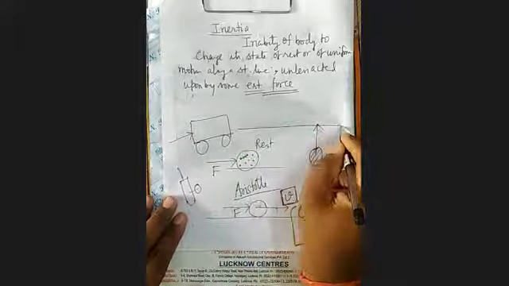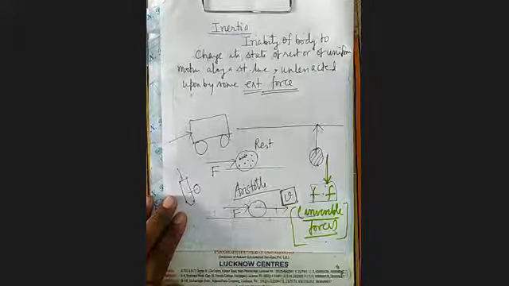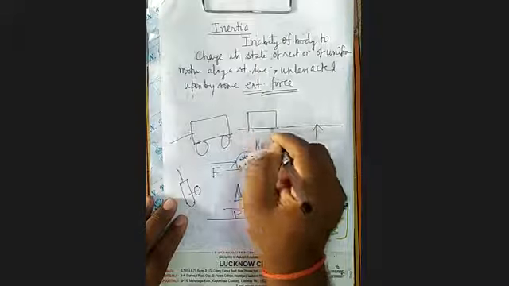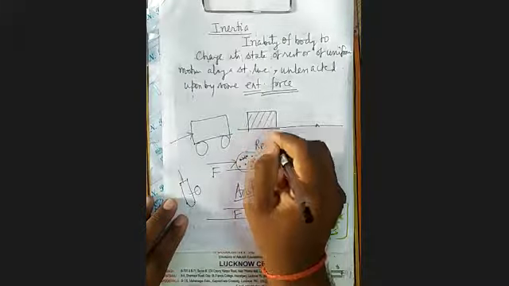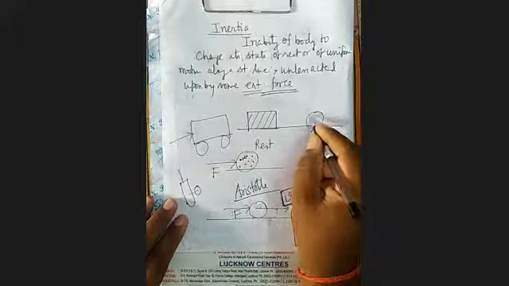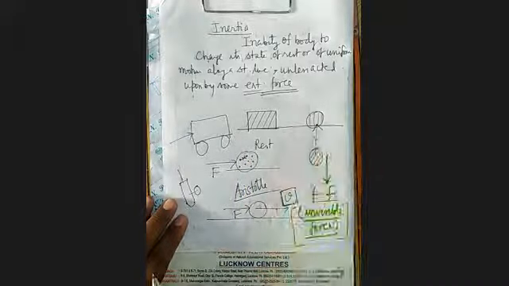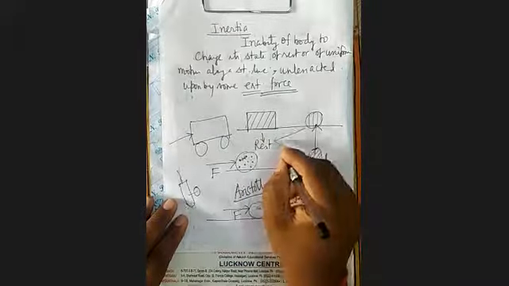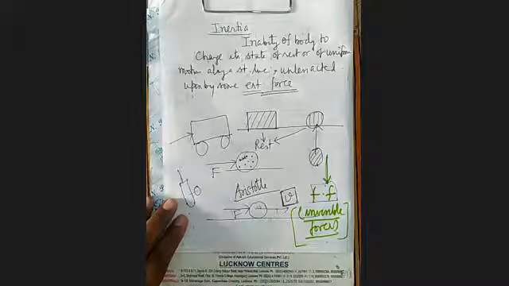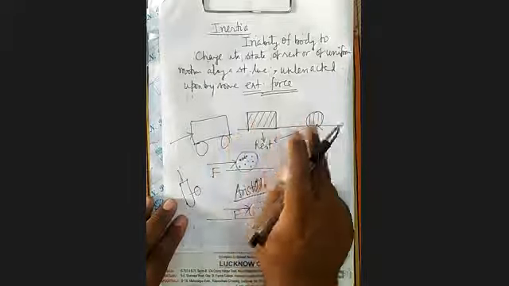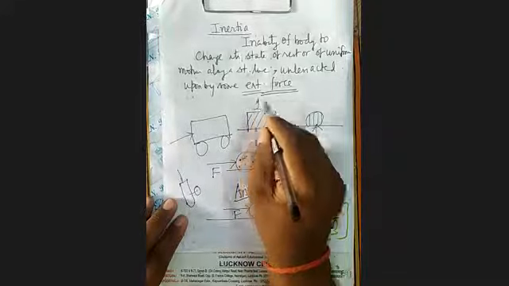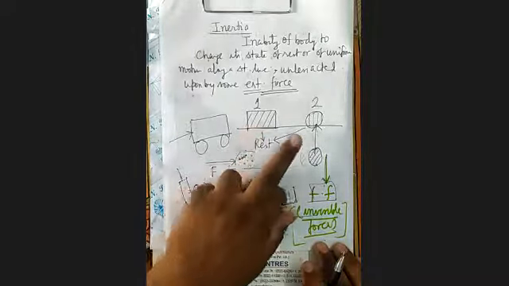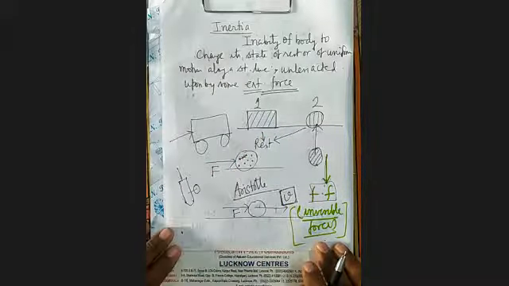Suppose this is a platform, a railway platform. One heavy box is lying over the platform, and there is also a football kept on the floor. Both are at rest. This is at rest as well as this is at rest. In which case can you initiate the motion very easily by applying less force?